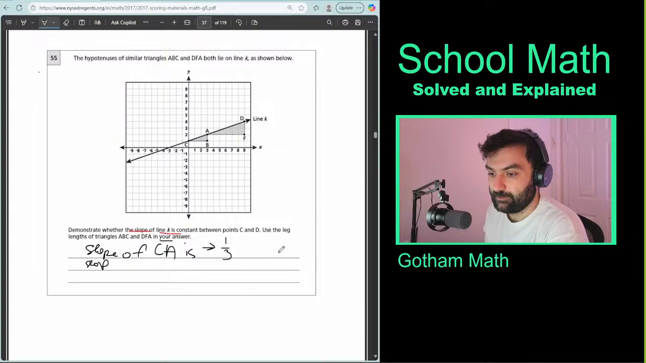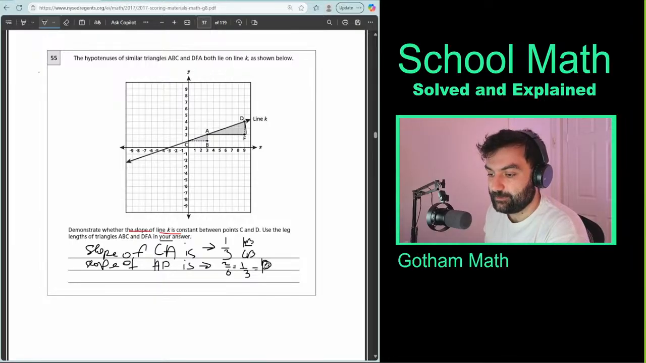Slope. Maybe we have to write AB over CB. I don't know. Slope of AF. No, slope of AD is also a rise over run, so it has to be DF over AF. So 2 over 1, 2, 3, 4, 5, 6. So 2 over 6, which is also 1/3, right? And I'll also write DF.